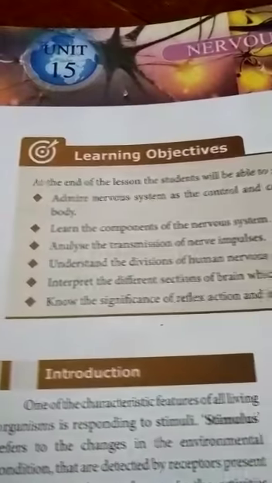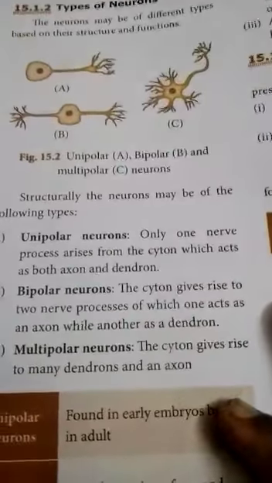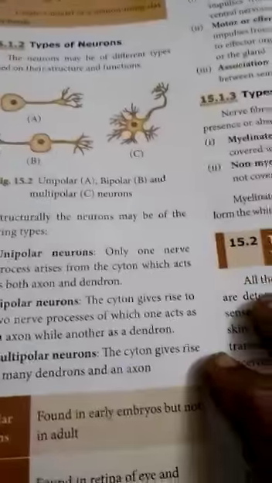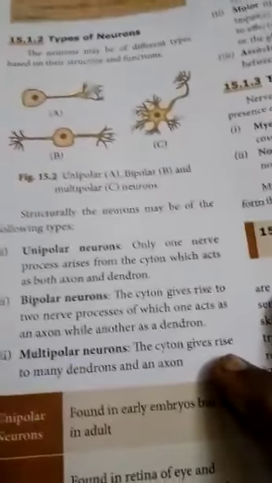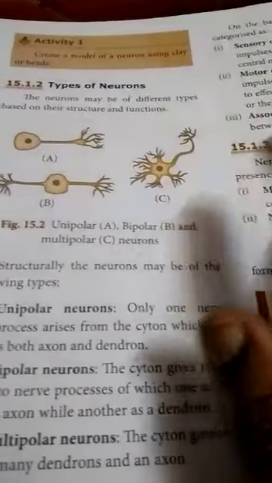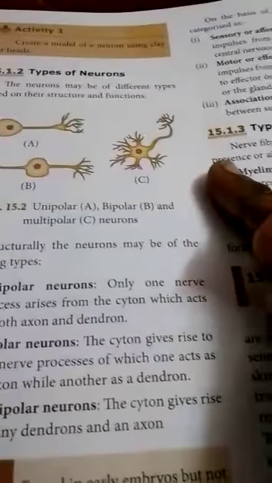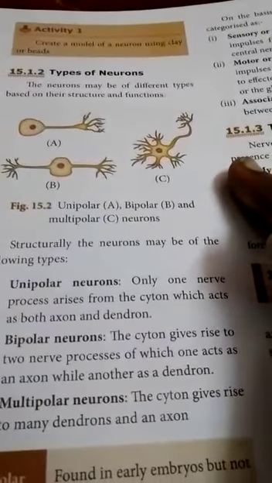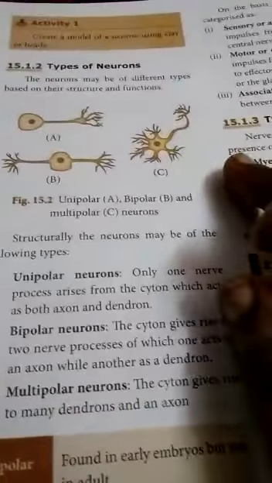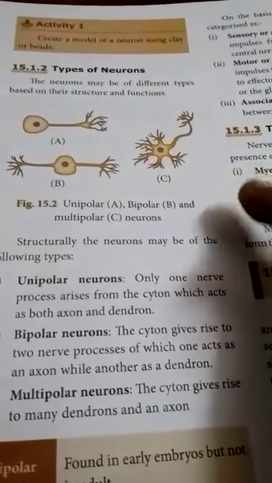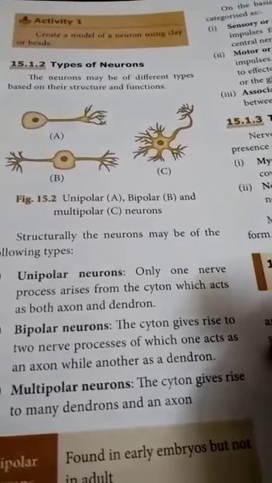Good morning, students. From Lesson 15 onwards, we saw the structure of a neuron. Now we are going to study the types of neurons. Neurons have different types, based on their structure and arrangement.